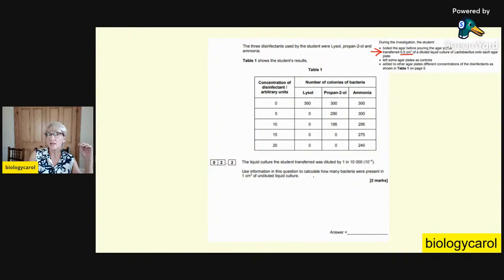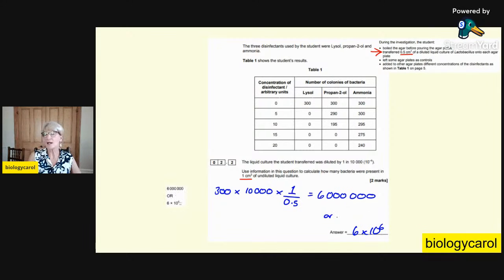So if we got 300 from 0.5 centimeters cubed of diluted culture, does it make sense that we have got to times 300 by 10,000, but then also by the factor, because we're being asked to find out how much is in 1 centimeter cubed of undiluted liquid culture, not half a centimeter cubed. We've got to times it by the factor of 1 over 0.5, i.e. 2. And therefore, the number is 6 million.